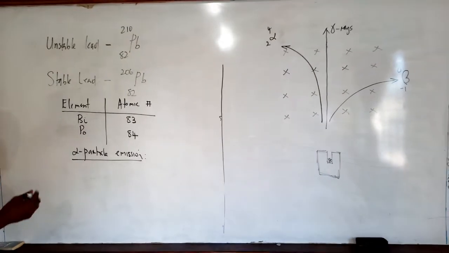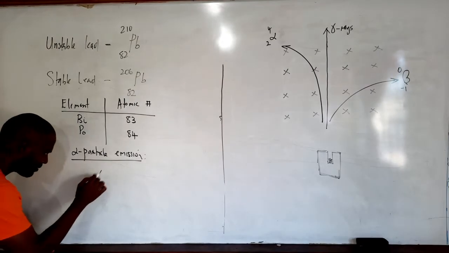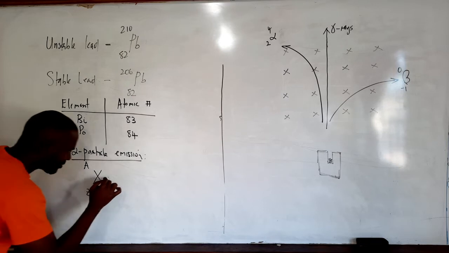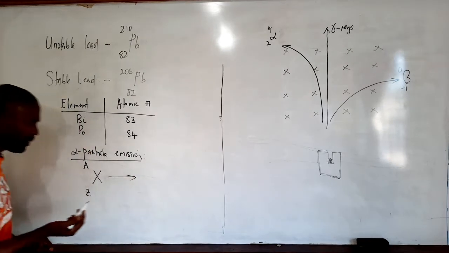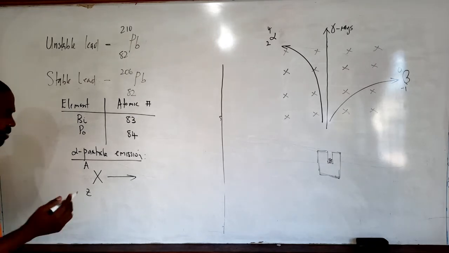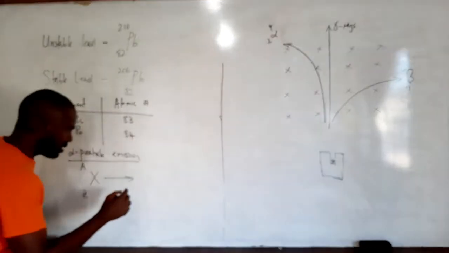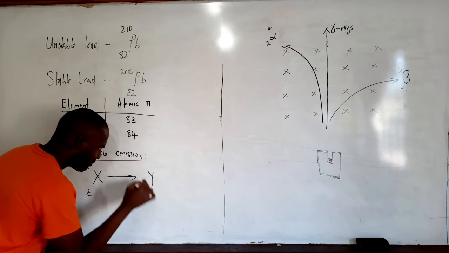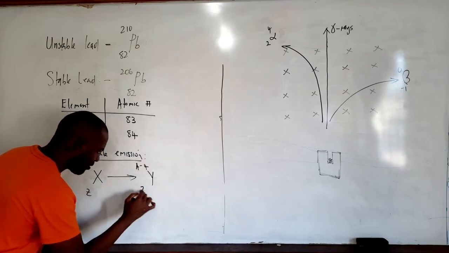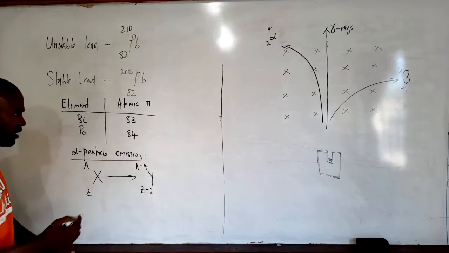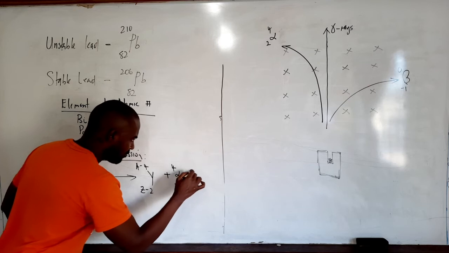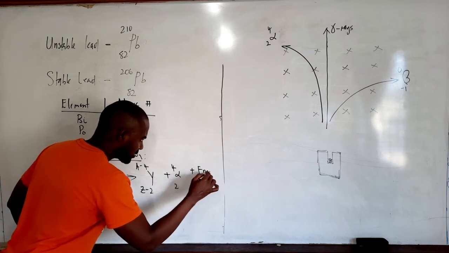So if we let X represent the parent nuclide, X with a mass number A, proton number Z, it will emit an alpha particle, and in emitting an alpha particle, it will form a new element, let's call that symbol Y, with a mass number of A minus 4 and a proton number of Z minus 2. And of course, we have our alpha particle, alpha 4 2, and some energy is given off in the process as well.